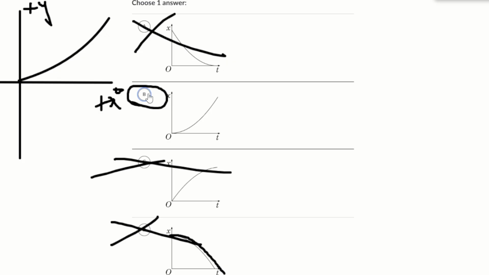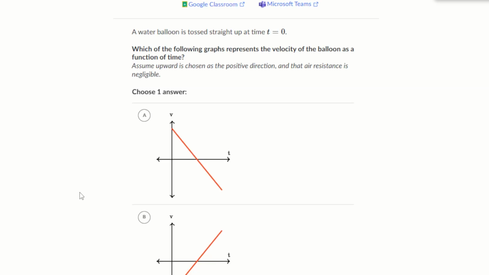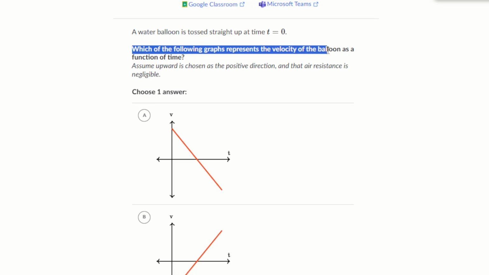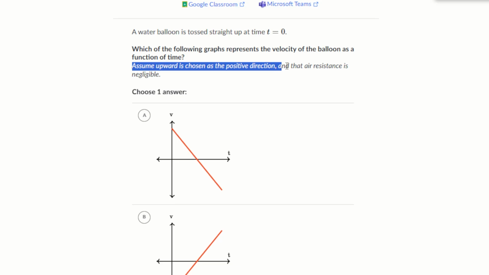as our correct answer. Okay, question 13 says, a water balloon is tossed straight up at time t equals 0, and it says, which of the following graphs represents the velocity of the ball as a function of time? Assume upward is chosen as the positive direction and that the air resistance is negligible.